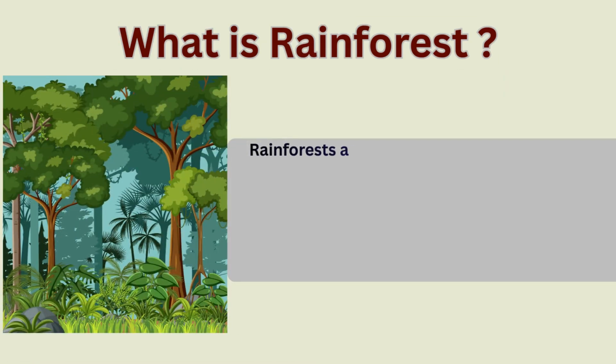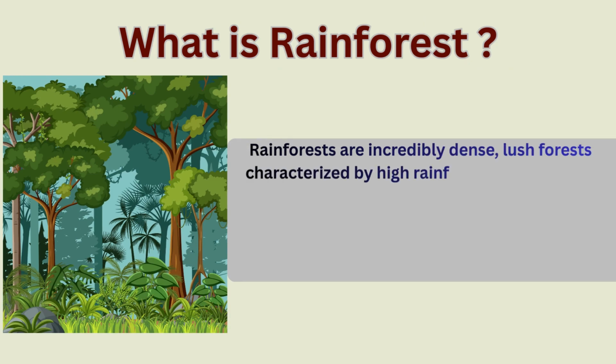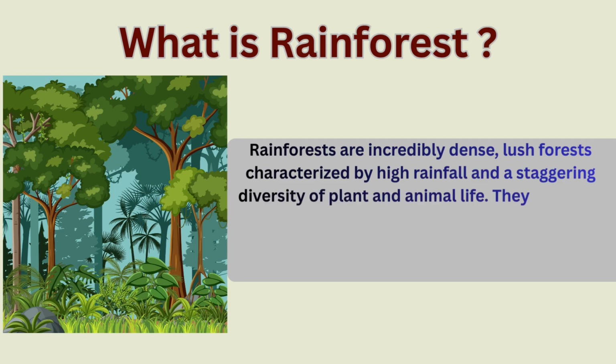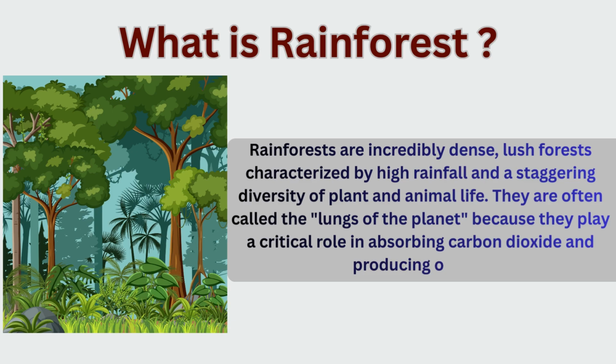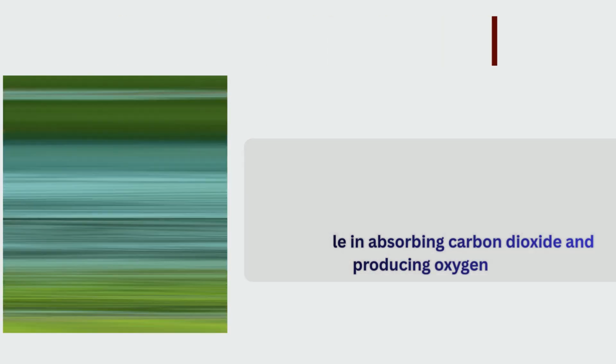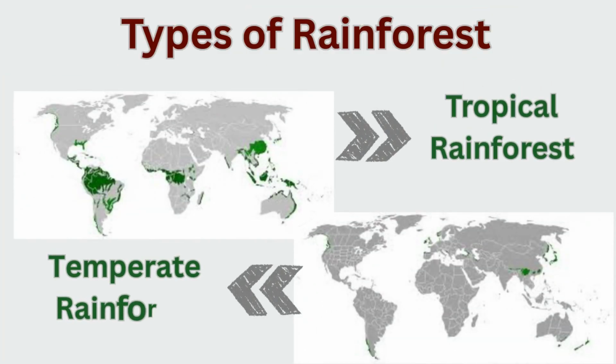Rainforests are incredibly dense, lush forests characterized by high rainfall and a staggering diversity of plant and animal life. They are often called the lungs of the planet because they play a critical role in absorbing carbon dioxide and producing oxygen. Typically, rainforests are divided into two main types: tropical rainforest and temperate rainforest.